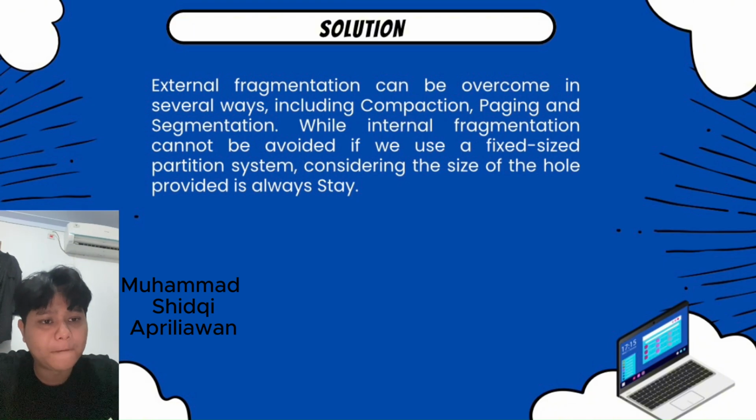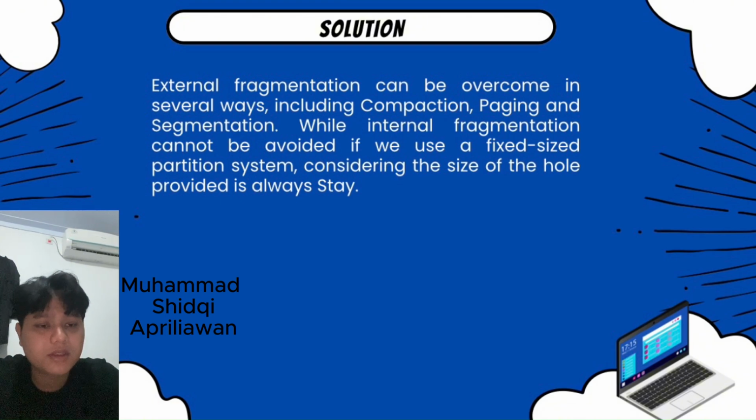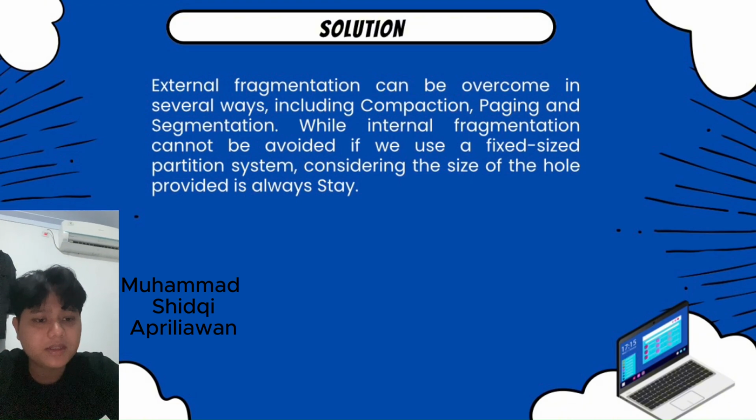And the last one is the solution. External fragmentation can be overcome in several ways, including compaction, paging, and segmentation, while internal fragmentation cannot be avoided if we use a fixed size partition system, considering the size of the hole provided always stays the same. But there is one more way, namely defragmentation, which is the process of handling files that experience fragmentation. A file is said to be fragmented when it does not occupy contiguous space in physical storage.